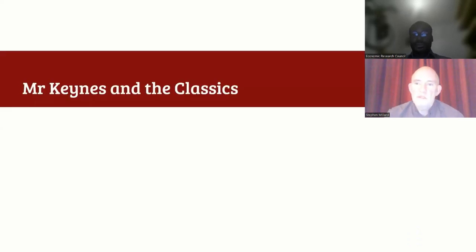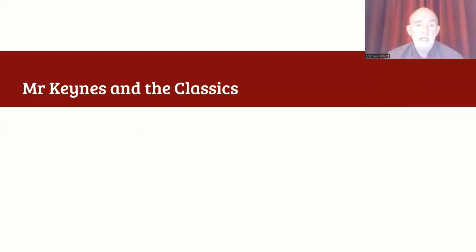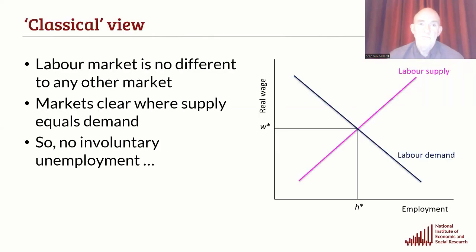So let's start with Keynesian and classical views on unemployment, at least as summarized in the famous paper, Mr. Keynes and the Classics by John Hicks, because this paper was famous for giving us the ISLM model. I'm not going to talk about that today. I'm just going to talk about what he had to say about unemployment. The classical view of unemployment is relatively easy to sum up. The labour market is just a market. And as we know from A-level economics or first-year undergraduate, markets clear where supply equals demand.